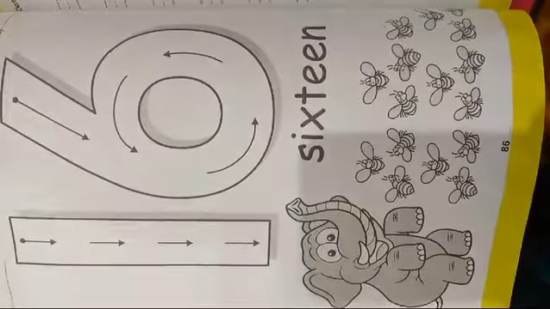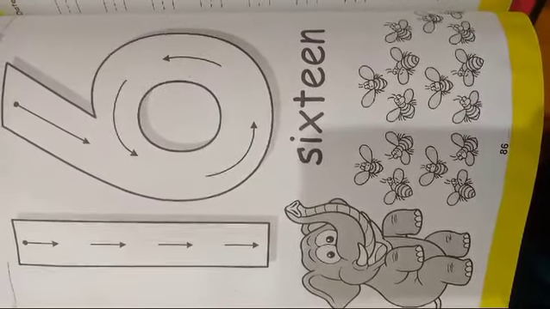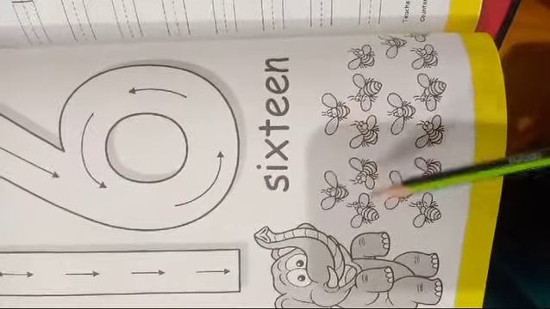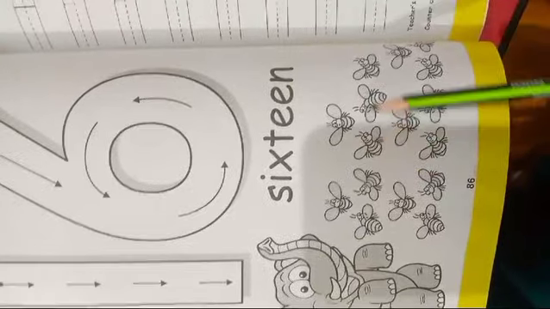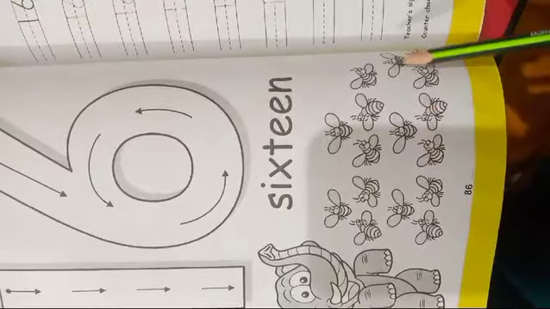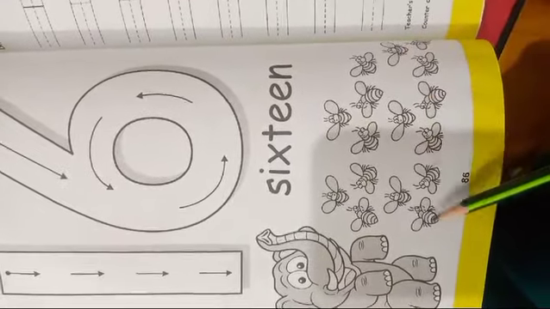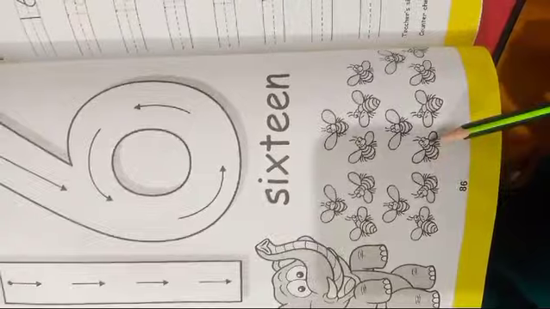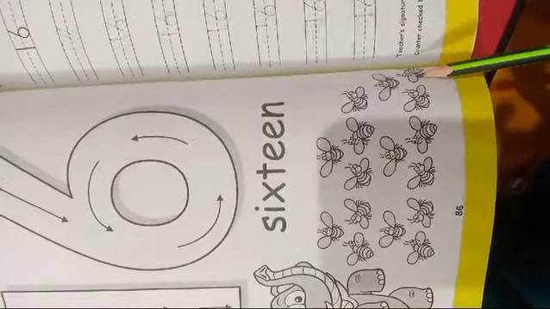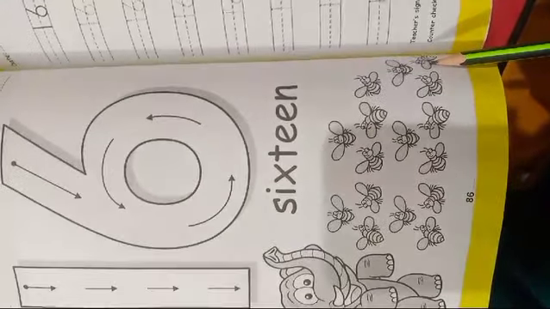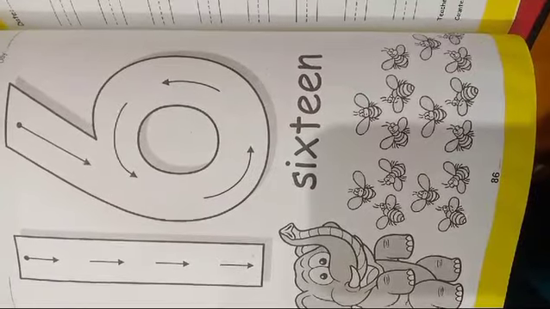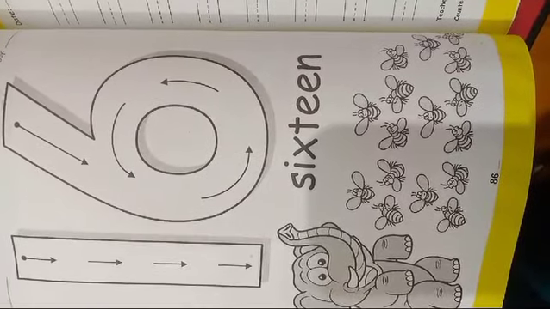First we count these objects. How many objects are here? So count here: 1, 2, 3, 4, 5, 6, 7, 8, 9, 10, 11, 12, 13, 14, 15, and 16. So how many objects are here? 16. And today we learn the number 16.